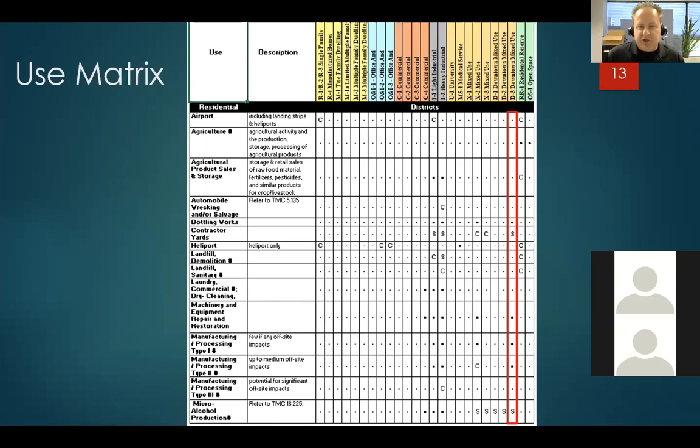If there's a dash, that means the use is not permitted. A dot means the use is permitted. An S means the use is permitted, but there are standards that go along with that. A C is a conditional use permit, which is a public process to get that use. And an SC means there are standards and possibly a conditional use permit. I'll pause here for a minute or so to give you a chance to look at this page of the matrix.